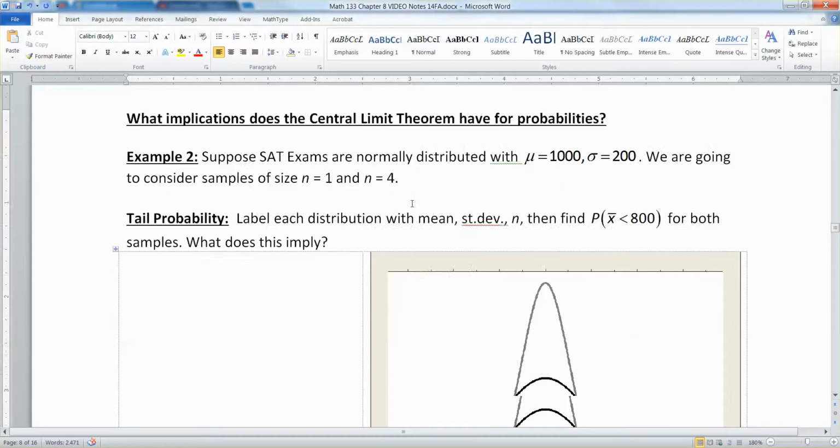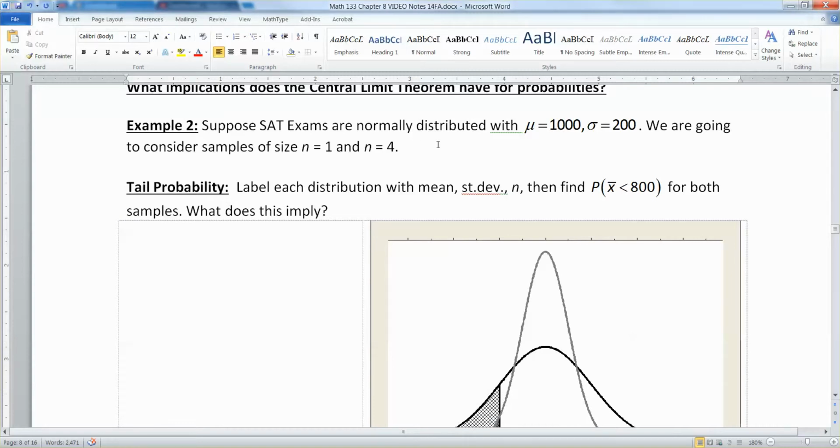We have SAT exams that are normally distributed with a mean of 1,000 and a standard deviation of 200. Now remember, that's for individual people. So your give or take on an individual person's score is give or take 200 away from 1,000. So if a person scores 1,200, you're like, oh, no big deal. If a person scores 800, that's one standard deviation away.